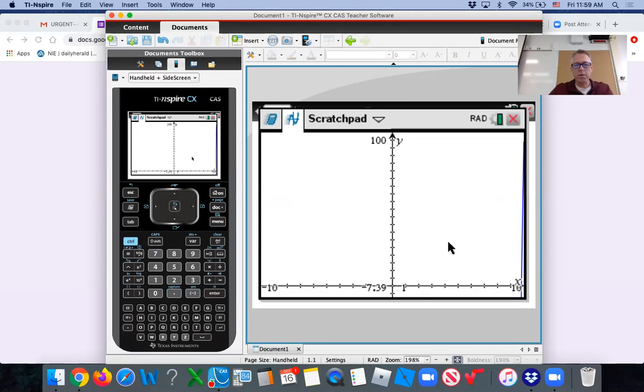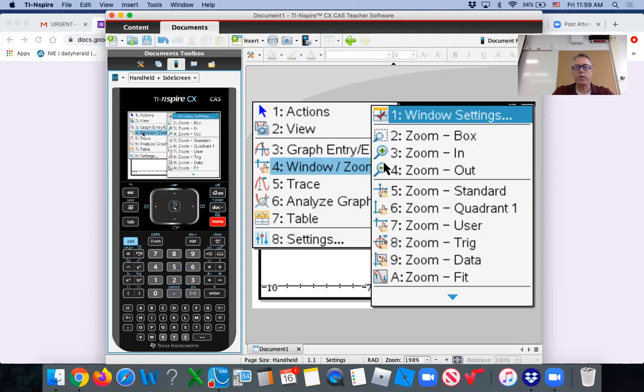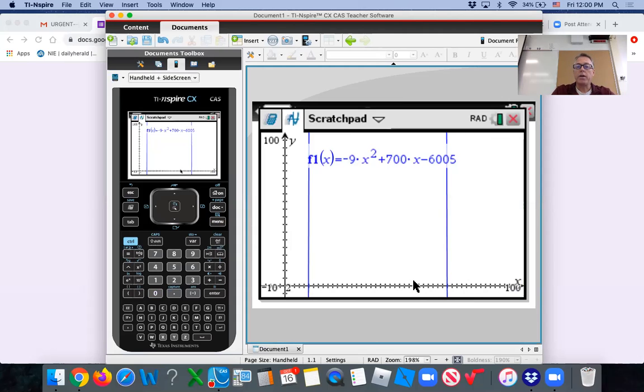So you really need to be able to play with the window to try and find the important part of the graph. So I'll go back to menu, hit window again, and window settings. And I'm going to increase my X by a factor of 10. So my X max is 100 now and my Y max is 100. And oh, that looks better.